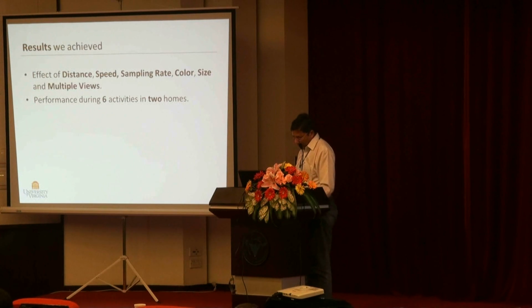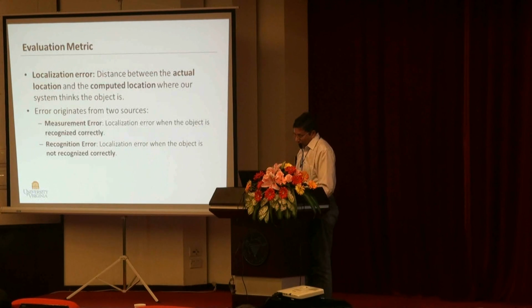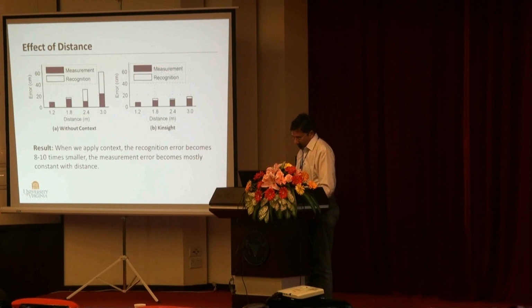So they have evaluated the effects of distance, speed, sampling rate, color, and size, and as you can guess, the objects that are further have larger errors. On the left side it's without context, and you see as the distance increases, the measurement error increases, and recognition error also increases. Inside, with context information, the errors remain low.